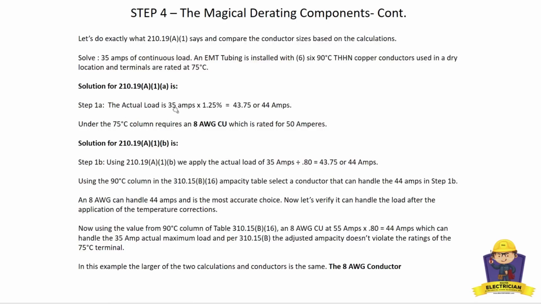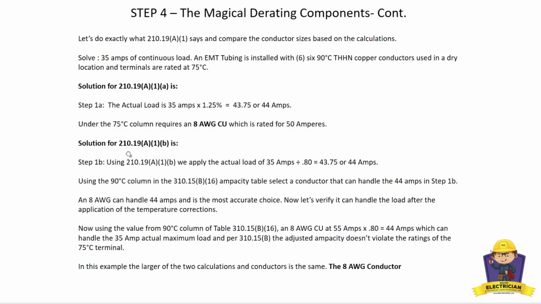So the actual load is 35 amps, and A says we got to do it at 125% because it was a continuous load. So that is 44 amperes. We go to the 75-degree column, and we choose a conductor, and it was 8 gauge. We're good to go. It's rated for 50 amperes under that column.